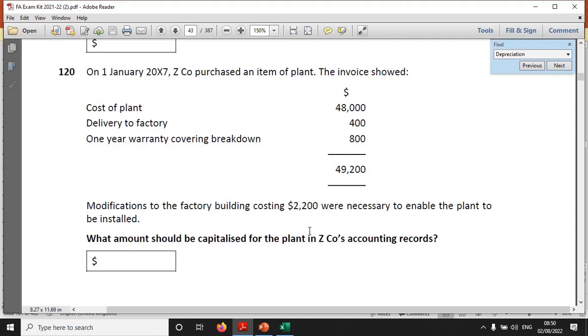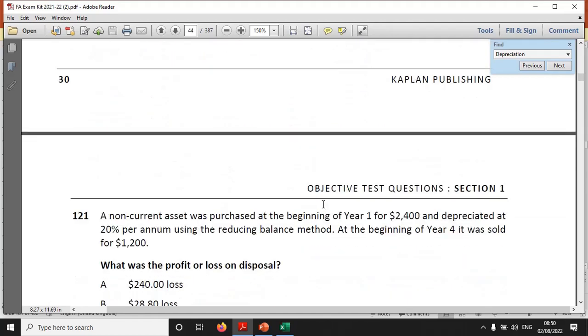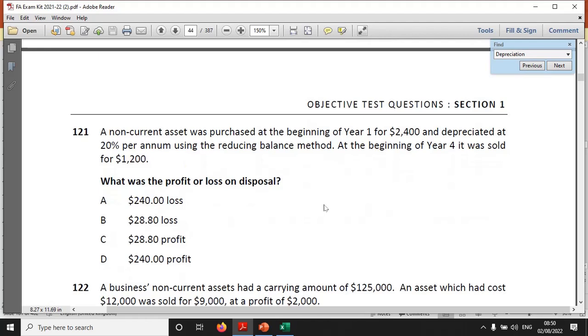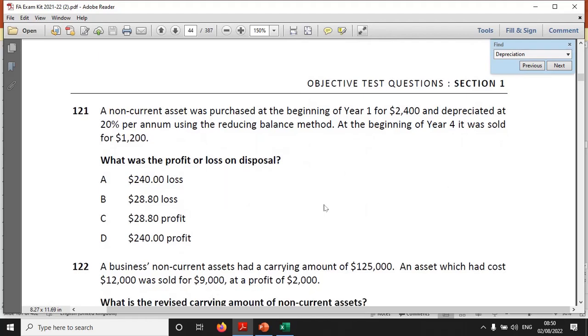Why have we left out the 1-year warranty? Because this particular warranty is going to expire within 1 year. It's not a long-term cost. You understand? It's not a long-term cost. All right. Next, 121, and I'm almost there.